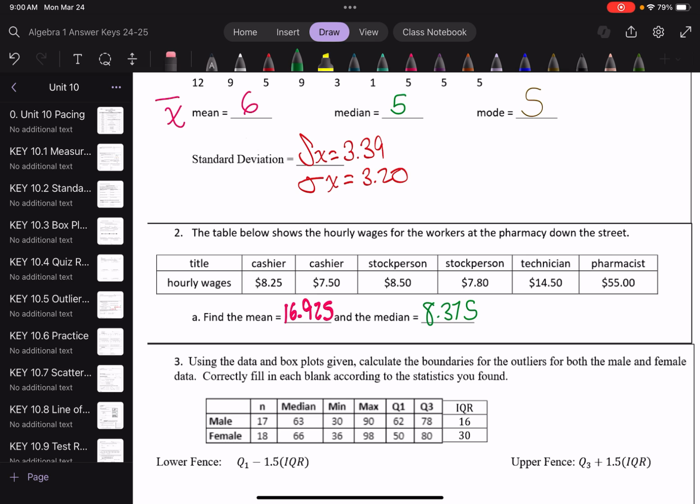The math teacher in me says, let's take this a bit further. Because we do have an outlier, we could calculate it using the lower fence and upper fence. But that 55 is reasonably an outlier. I would use my median as the measure of central tendency here. So if I'm looking for the predicted wage of these workers at the pharmacy, I would eliminate that outlier and say everybody makes around $8.38.